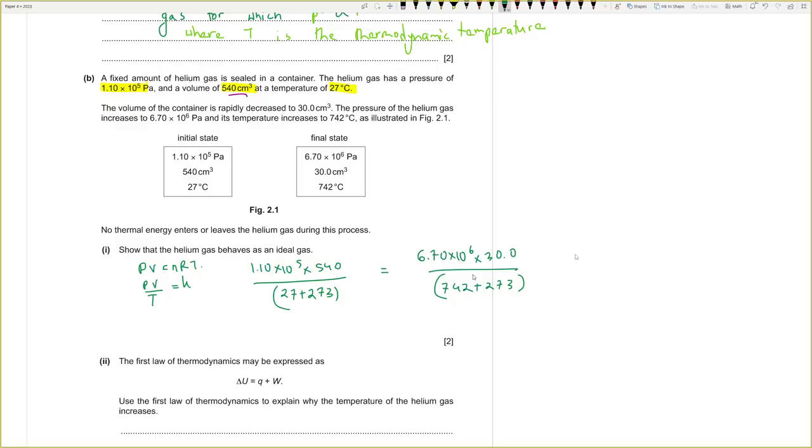Next, 1.1 times 10 to the power 5 times 540 by 27 plus 273 gives you a value of 198K. And the right hand side, 6.7 times 10 to the power 6 times 30 divided by 742 plus 273, gives you a value of 198K as well, 198029. Since the values are the same, it's an ideal gas.